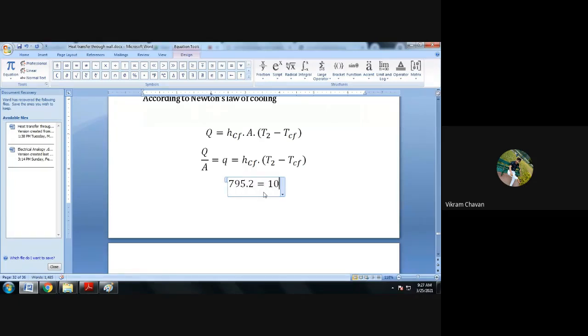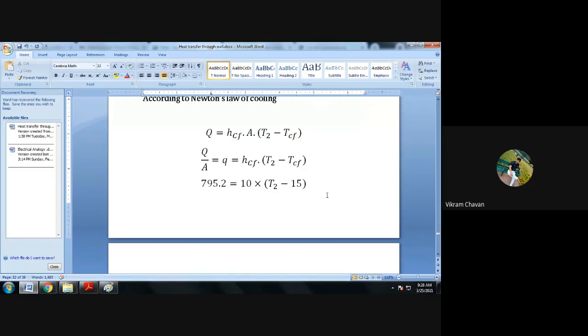H suffix Cf value is 10, and into bracket I will write T suffix 2 minus T suffix Cf is 15. Insert multiplication symbol. Have you got the value of T2? Determine T2 now.